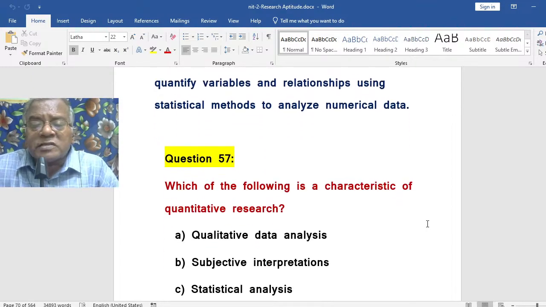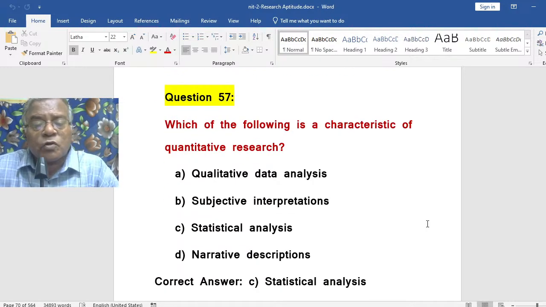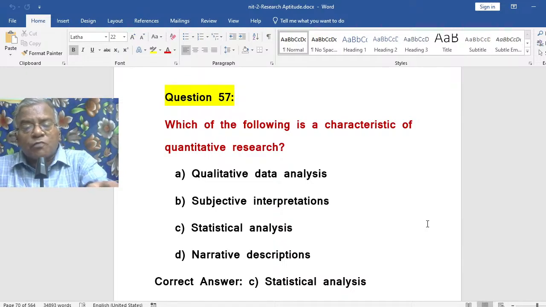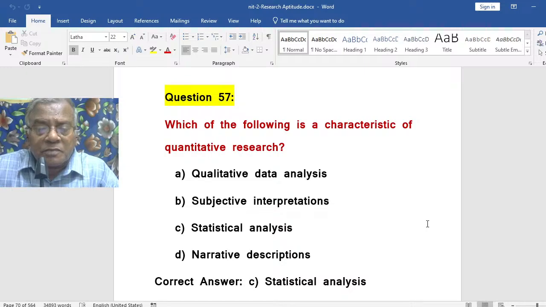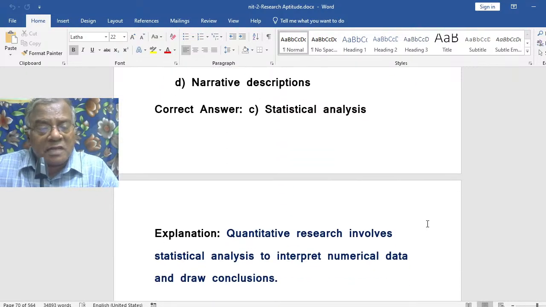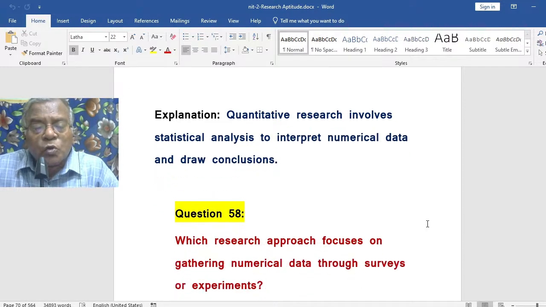Which of the following is a characteristic of quantitative research? Out of these four alternatives, which one should be the correct one? That is statistical analysis. Out of these four, that comes closest to the answer. That is the most correct answer, because it talks about numbers, counting, measurements, etc. So statistical analysis is the right answer. Quantitative research involves a statistical analysis to interpret numerical data and draw conclusions.